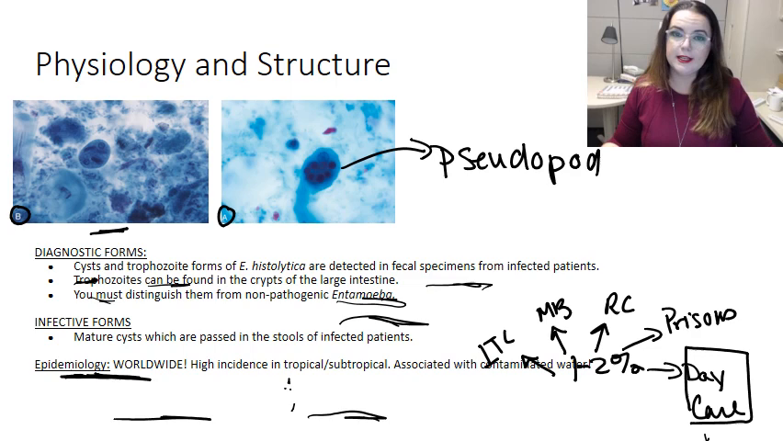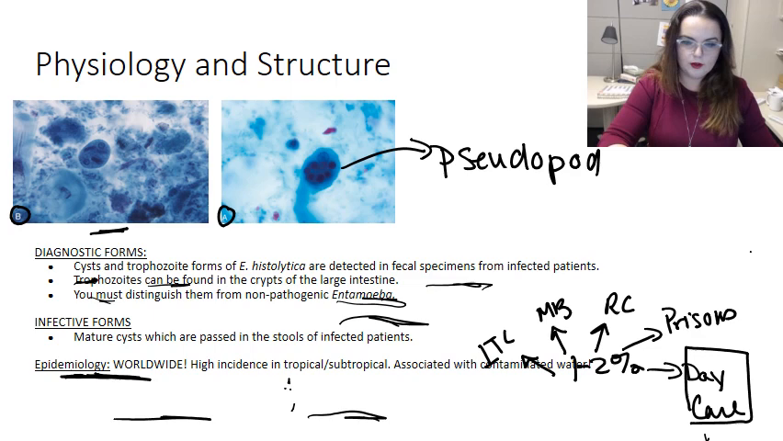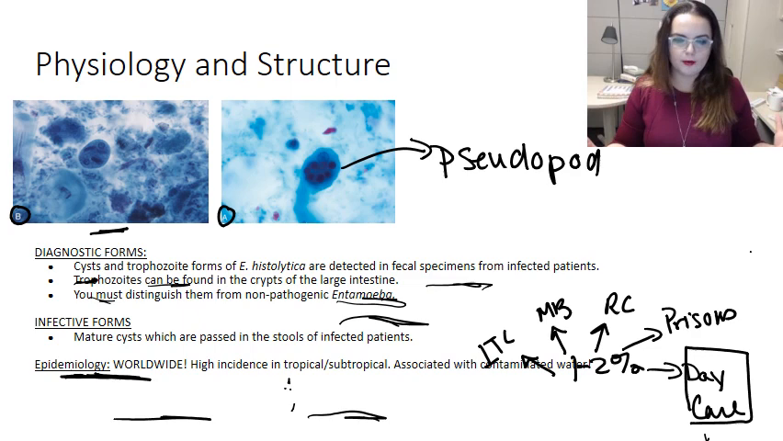There is also a sexual component. When we think about this, some of the pathogens that we talk about, we don't necessarily think of them as STIs, but E. histolytica can actually be an STI when there's oral anal sexual practices involved. So that can also lead to the spread of disease.